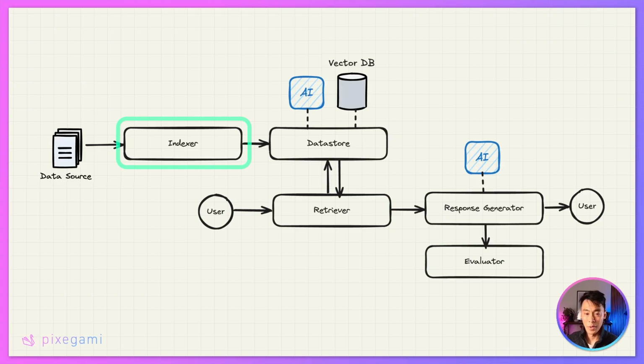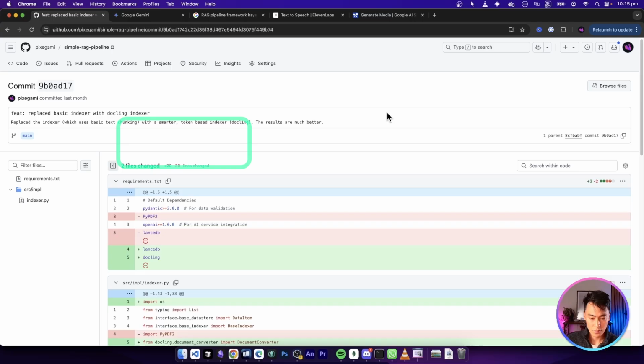So to get better quality data into our database, we're going to swap out this basic indexer for a more advanced one using a library called docling. And this is designed for exactly this purpose, like splitting documents, processing, and chunking them. It works with more than just PDFs as well. So this is the improvement that we're going to make to our system.